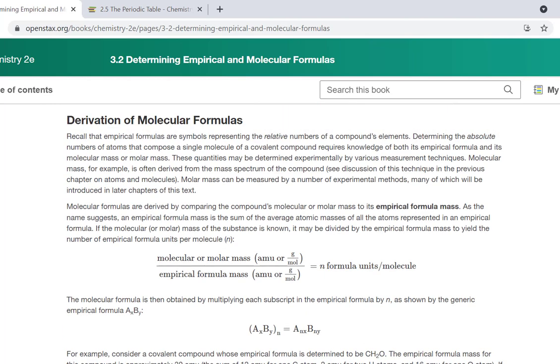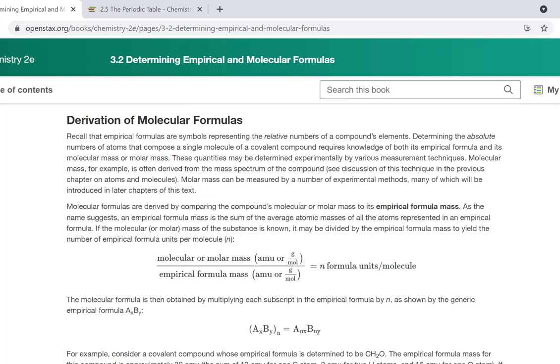The last concept in this section is the derivation of molecular formulas. Just as a reminder, molecular formulas are only possible for covalent compounds, and they are showing, not just the ratio, the empirical formula is the ratio, but the specific number of atoms of each element that is present in the formula. So it's an absolute number as opposed to a relative number.